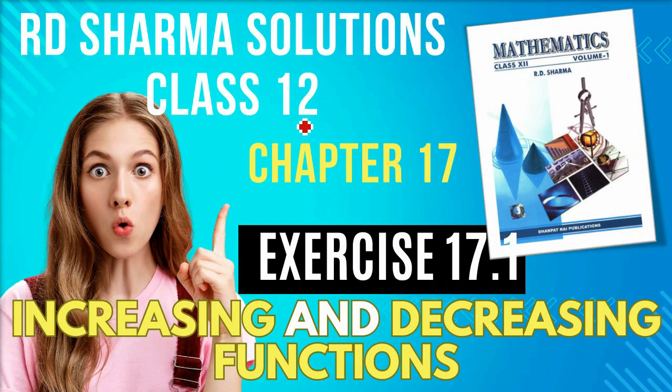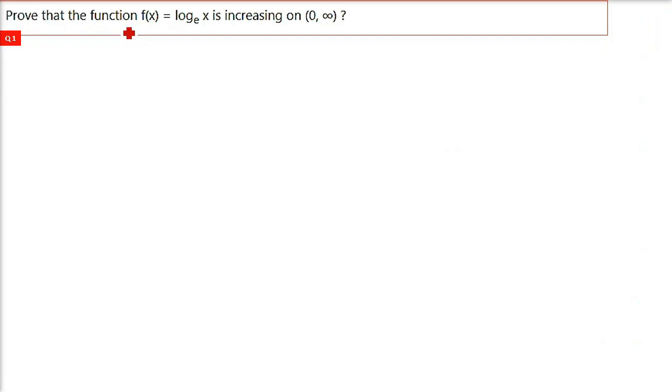This is R.D. Sharma solution, class 12, increasing and decreasing function. The exercise is 17.1 of chapter number 17. Before we go ahead with solving the questions, the first thing is we don't have to use dy by dx or derivative to solve these questions. So the question arises, how are we going to do it?